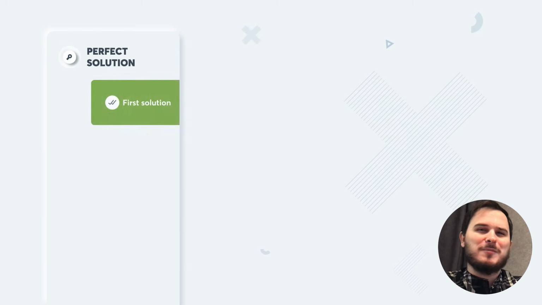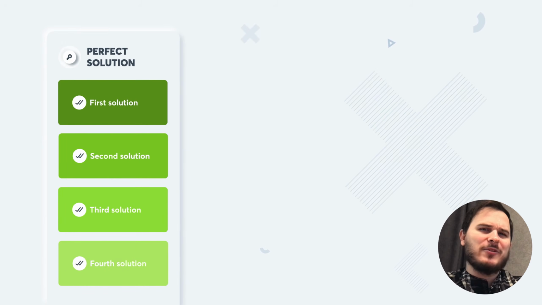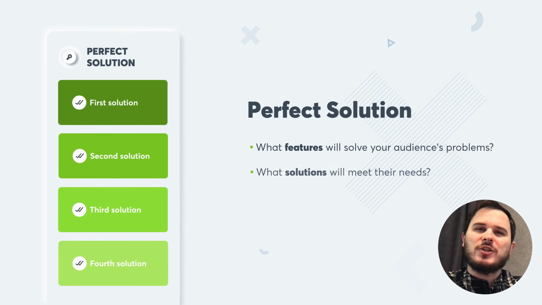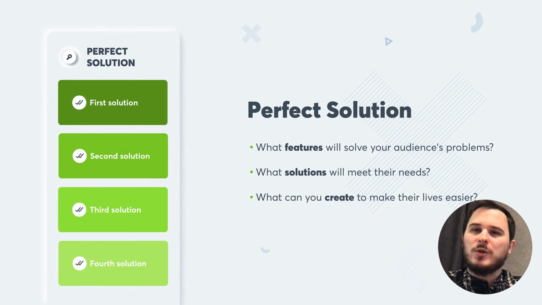Next up, it's time to brainstorm solutions. Answer these 3 questions. What features will solve your audience's problems? What solutions will meet their needs? What can you create to make their lives easier?